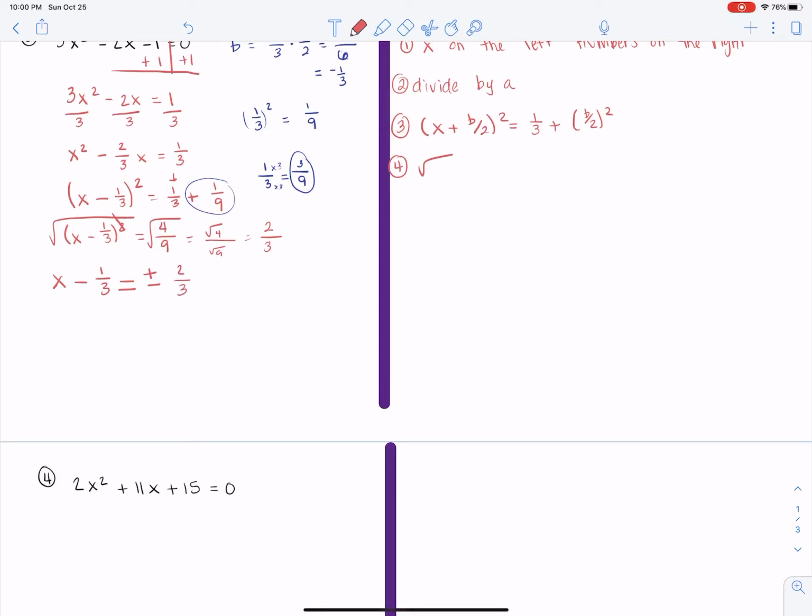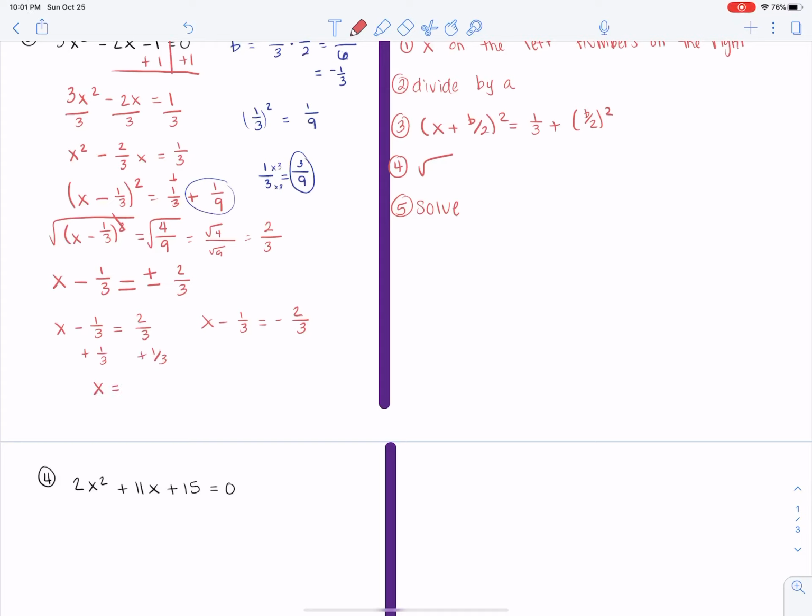Okay, so let's split that into 2 so we can solve. So step 5 is solve. So I have x minus 1/3 equals positive 2/3. And I have x minus 1/3 equals negative 2/3. Okay, so we're going to add 1/3.